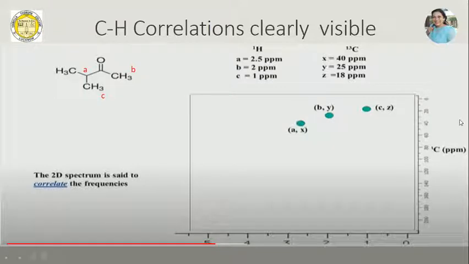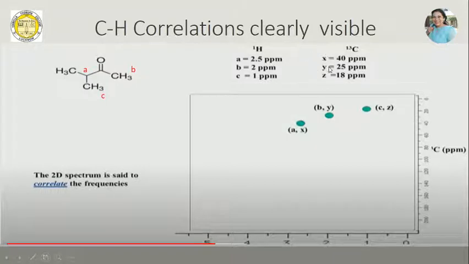So now let us look at how the 2D spectra helps us to make CH correlations. In the proton NMR we had seen 3 peaks, one for A protons, one for B protons, and one for C protons, appearing at 2.5 ppm, 2 ppm and 1 ppm respectively. Similarly in C13 NMR also there were 3 peaks present, X, Y and Z. Now my question is, which particular proton is attached to which particular carbon? There are 3 peaks here and 3 peaks here.